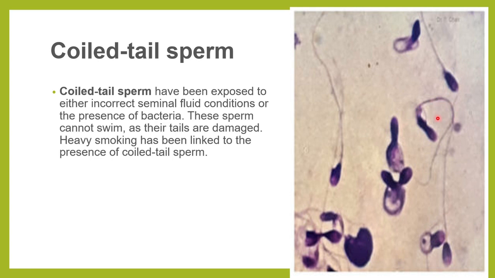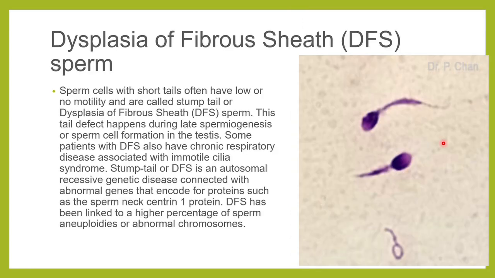Then here you can see a coiled tail sperm, and this you can see whenever the sperm has been exposed to either incorrect seminal fluid conditions or the presence of bacteria. These sperms cannot swim, and because the tails are damaged, they are entangled. Heavy smoking also sometimes leads to these coiled tailed sperms.